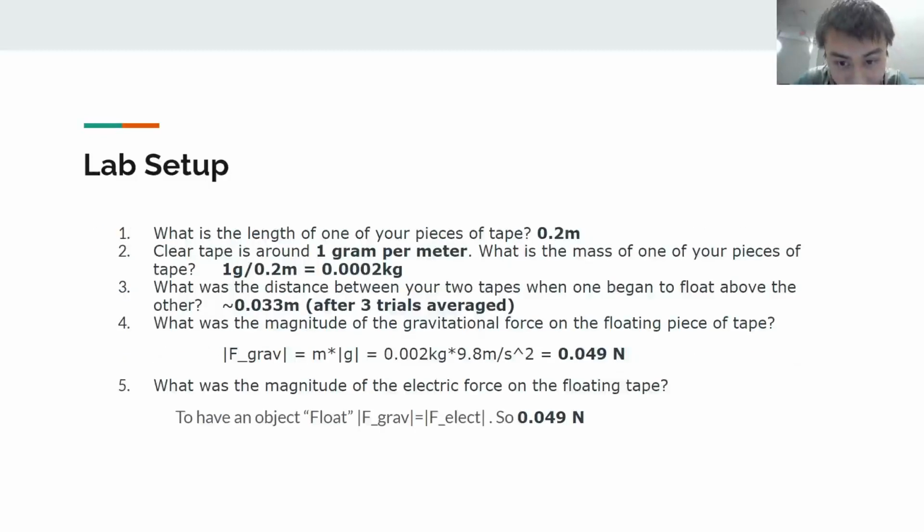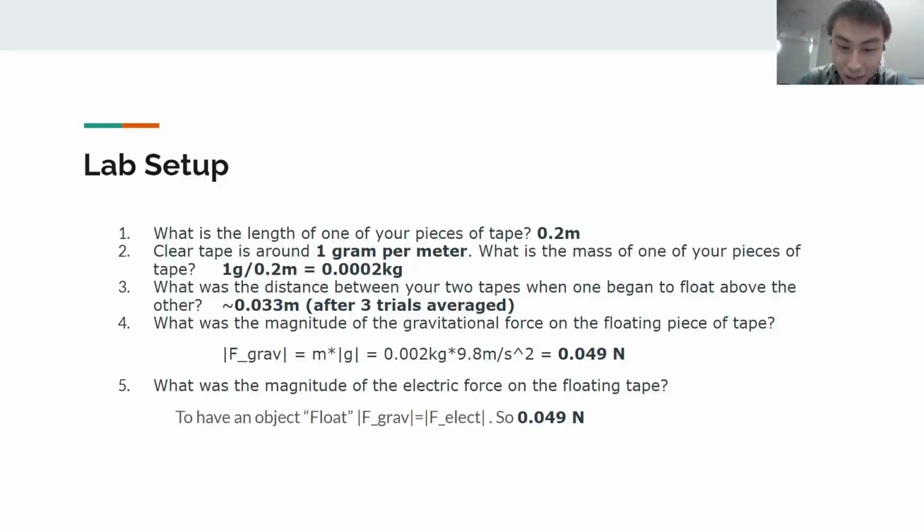Now, what is the length of one piece of tape? 0.2 meters. If there's 1 gram per meter, that means you have 0.0002 kilograms. What is the distance between your two tapes when one began to float above the other? The answer is about 3.3 centimeters. When we were calculating the magnitude of the gravitational force, all we have to do is simply multiply our mass, which we found earlier, by gravity, and we get 0.049 newtons.